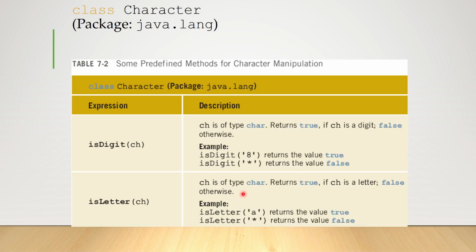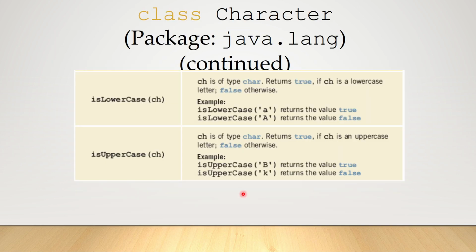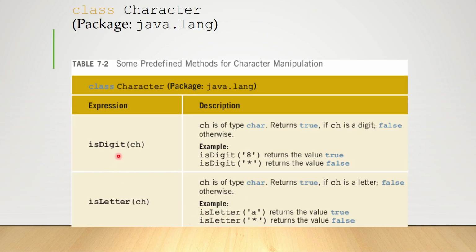Now another class, the Character class, has methods like isDigit, isLetter, isLowerCase, isUpperCase. isDigit is used to return true if the parameter is a digit. And take note, the argument here receives a character parameter. Like this one, the character 8 is passed as the argument in the method isDigit, verifying if this is a digit. It returns true, since the character being passed is a digit.